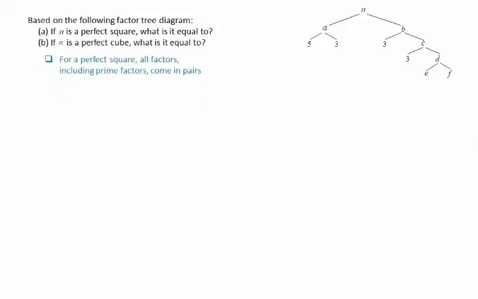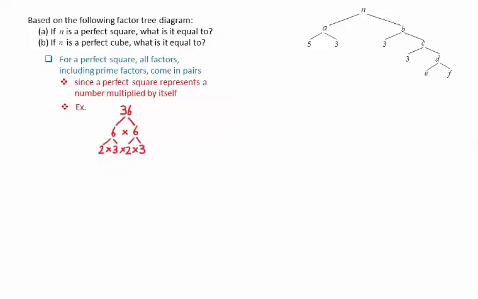First of all, for a perfect square, all factors, including prime factors, have to come in pairs. This is because a perfect square represents a number multiplied by itself. As an example, the number 36 can be written as 6 times 6. Note that there are two 6's. It can then further be broken down to 2 times 3 times 2 times 3. Note there are two 2's and two 3's. We can then write 36 equals 2 times 2 times 3 times 3.